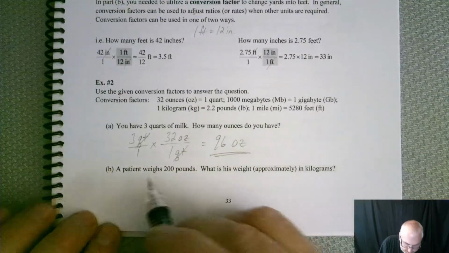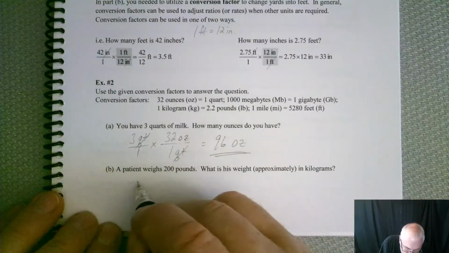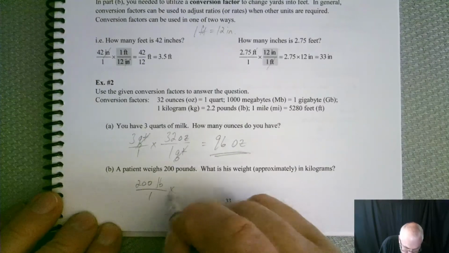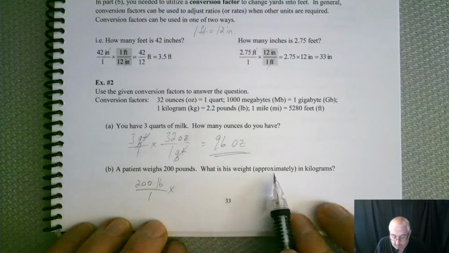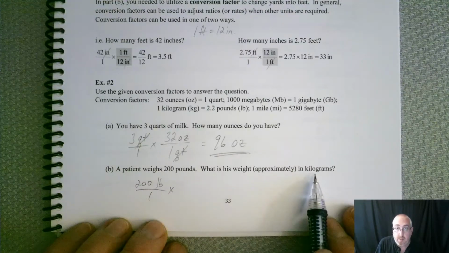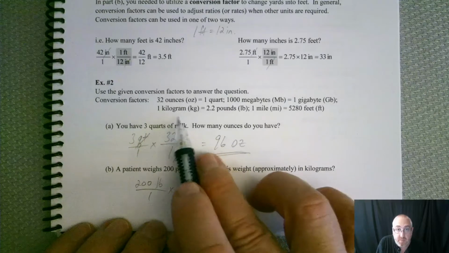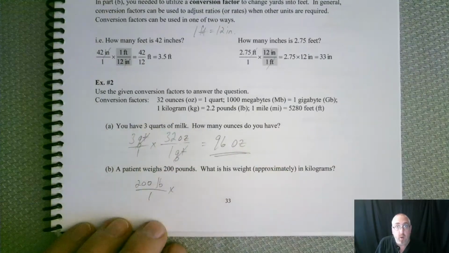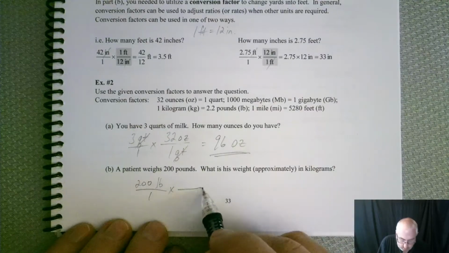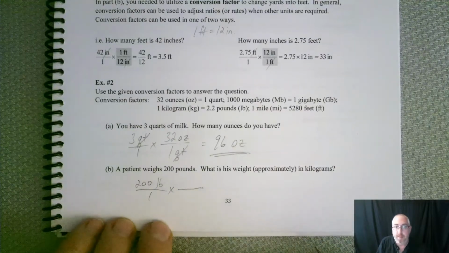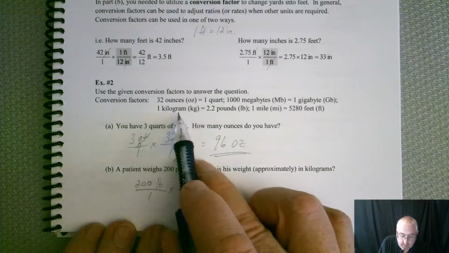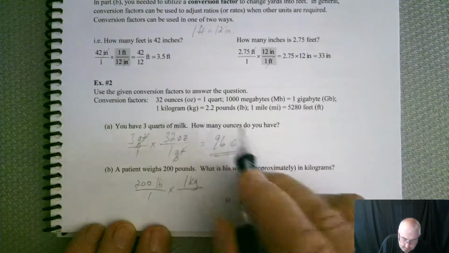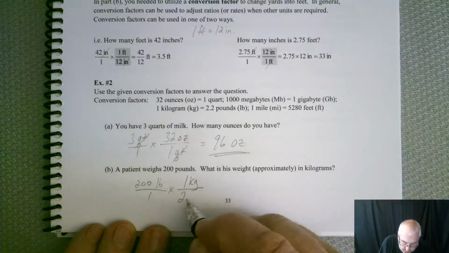Let's try one more. So we've got 200 pounds, LB for short. What is his weight approximately in kilograms? So now we've got to use this second conversion factor, 1 kilogram and 2.2 pounds. So what goes where? What goes on top? What goes on the bottom? So the 1 kilogram has to go on the top. 2.2 pounds is going to have to go on the bottom.